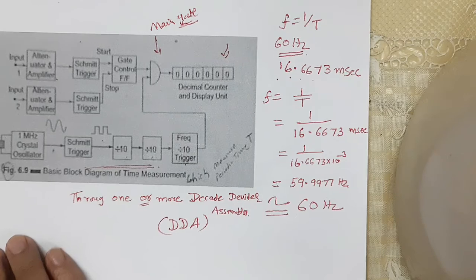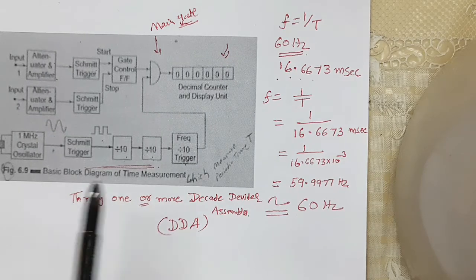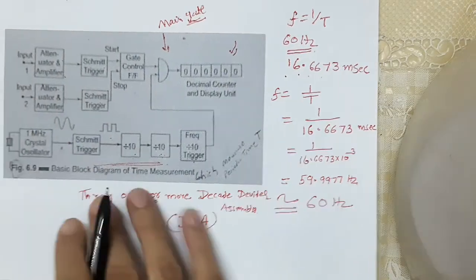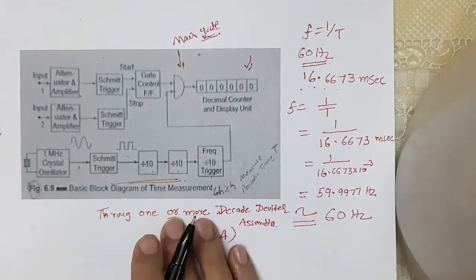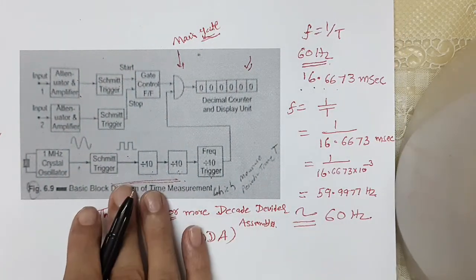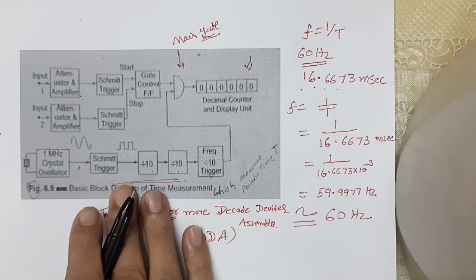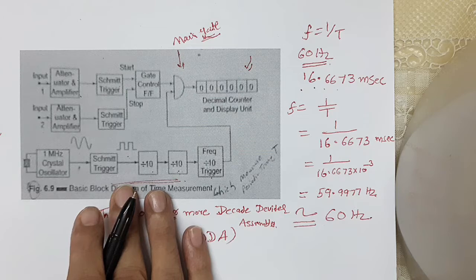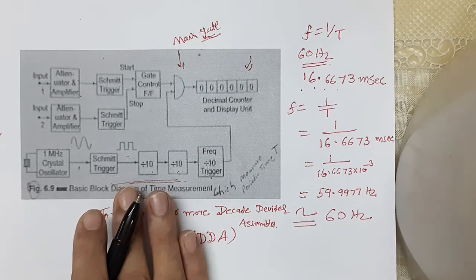In the last lecture, we discussed the basic block diagram of the time measurement. This is our basic block diagram of time measurement. Here we discuss the accuracy of the period measurement, and hence of the frequency, which can be greatly increased by using the multiple period average mode of operation. In this mode, the main gate is enabled for more than one period of the unknown signal, and this is obtained by passing the unknown signal through one or more decade divider assemblies.